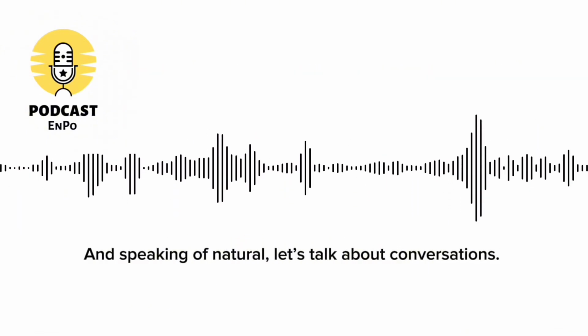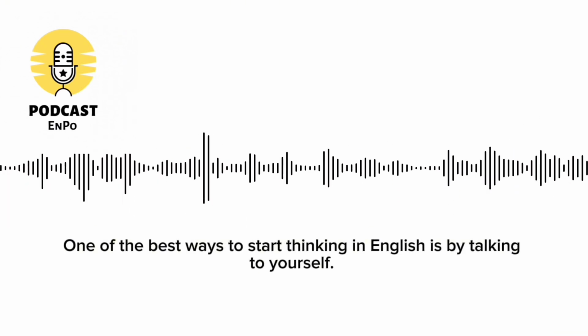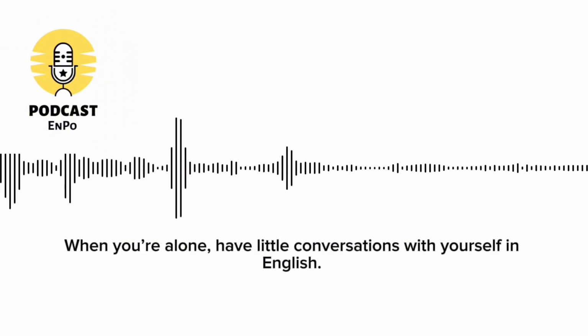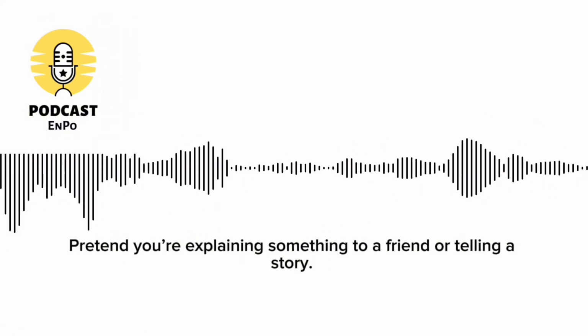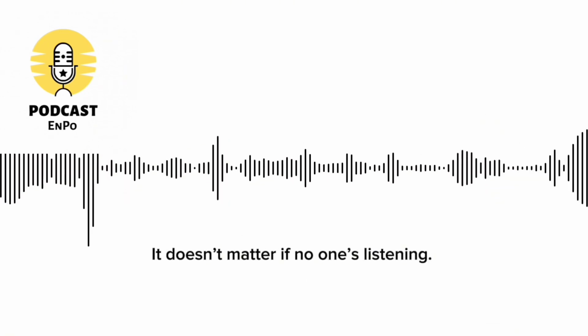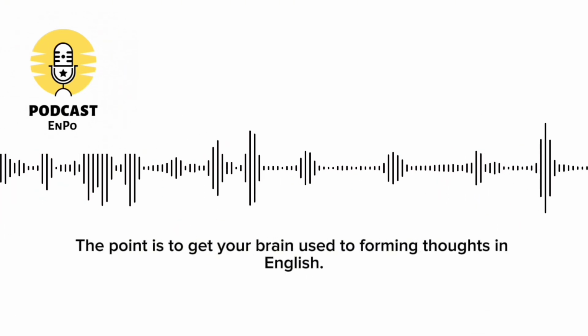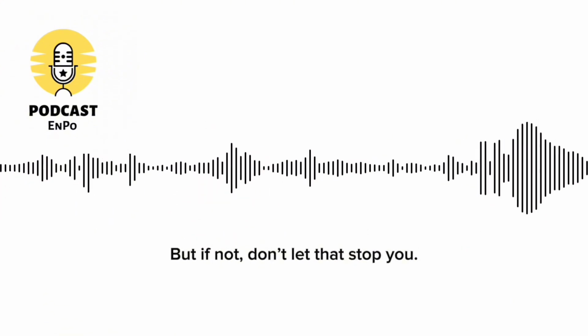And speaking of natural, let's talk about conversations. One of the best ways to start thinking in English is by talking to yourself. I know that sounds strange, but hear me out. When you're alone, have little conversations with yourself in English. Pretend you're explaining something to a friend or telling a story. It doesn't matter if no one's listening. The point is to get your brain used to forming thoughts in English. If you can find a language partner, even better. But if not, don't let that stop you.